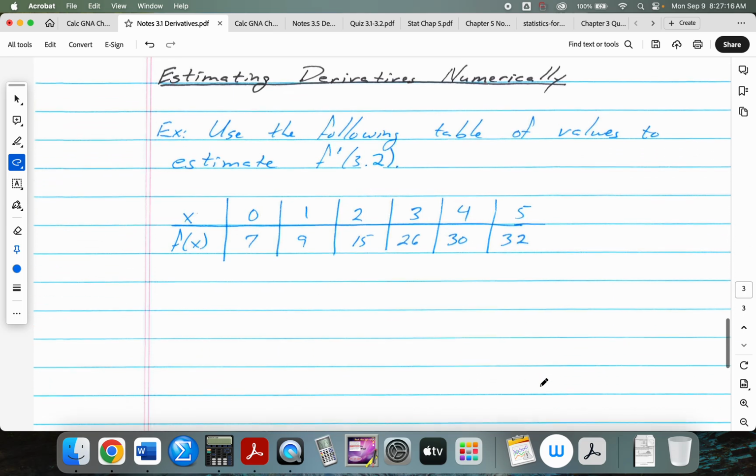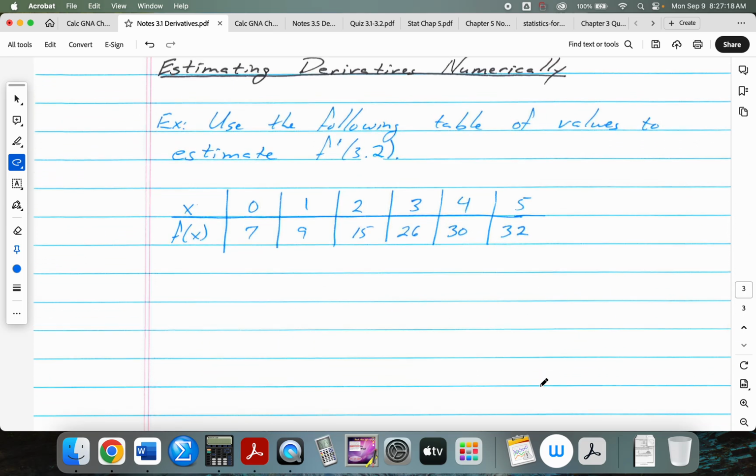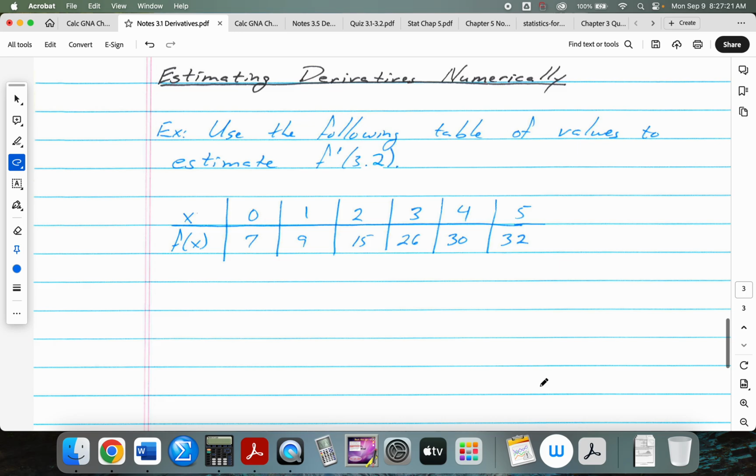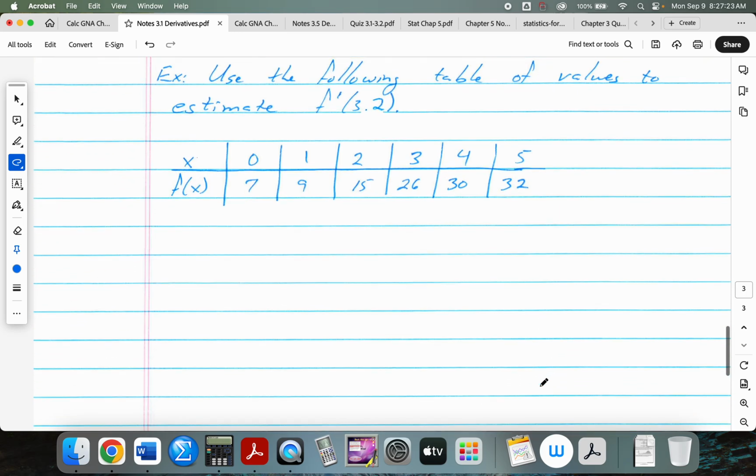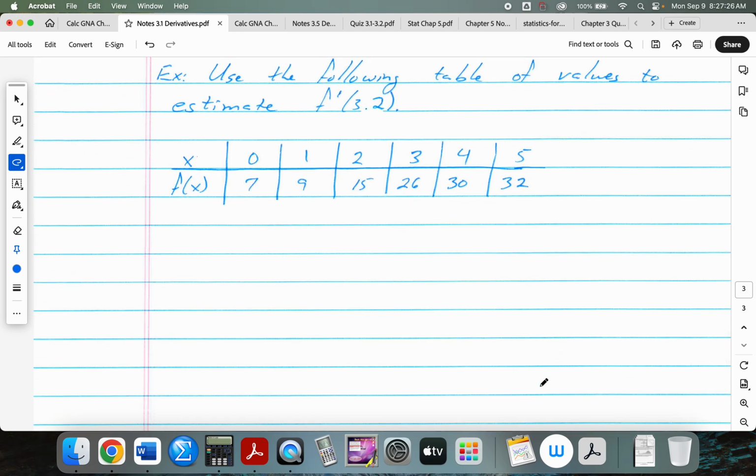All right, last thing, estimating derivatives numerically. So, use the following table of values to estimate f prime at 3.2. Well, f prime at 3.2 is the slope of the tangent line, which is the instantaneous rate of change of f at 3.2. Unfortunately, we don't have any information about what happens at 3.2. However, what we can do is this.